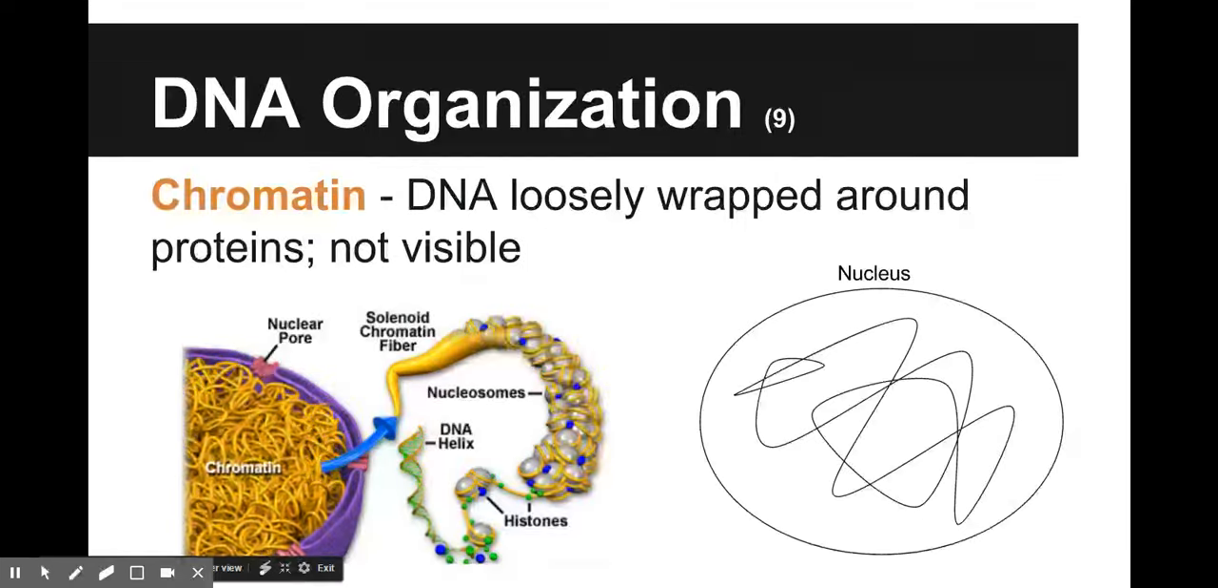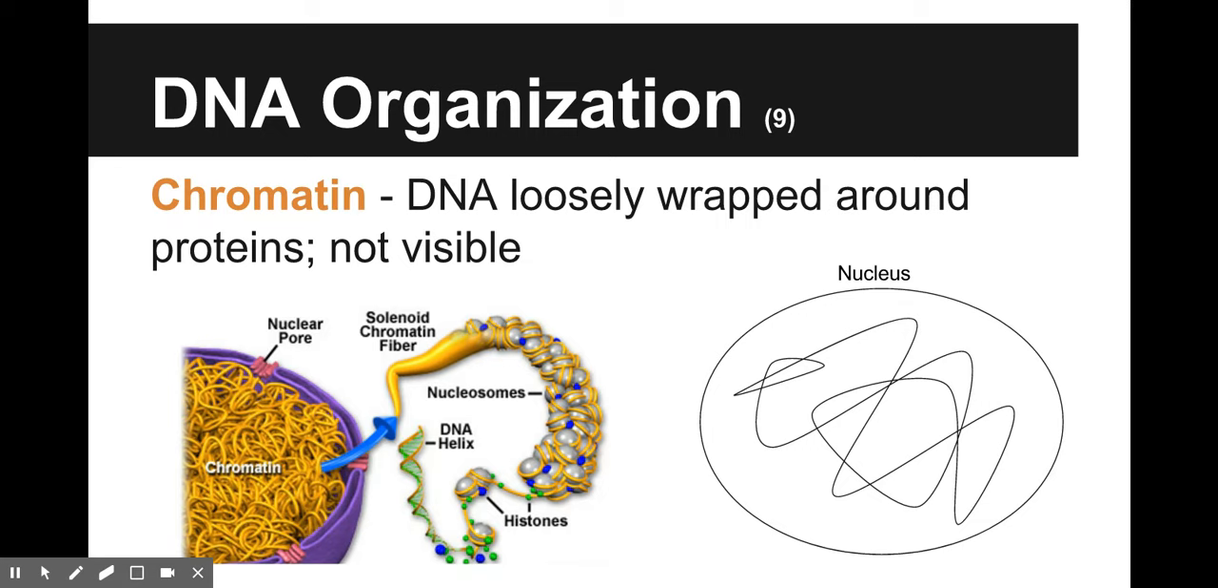All right, so the last one, we're going to do a little drawing. In your number 10, you'll notice that it says interphase, and it asks you what chromatin is. So in your notes, you're going to write down our definition. Chromatin is DNA loosely wrapped around proteins, and it's not visible. Then you'll notice I have a very lovely drawing that I made on the left-hand side. So you're going to sketch what this would look like in a diagram.